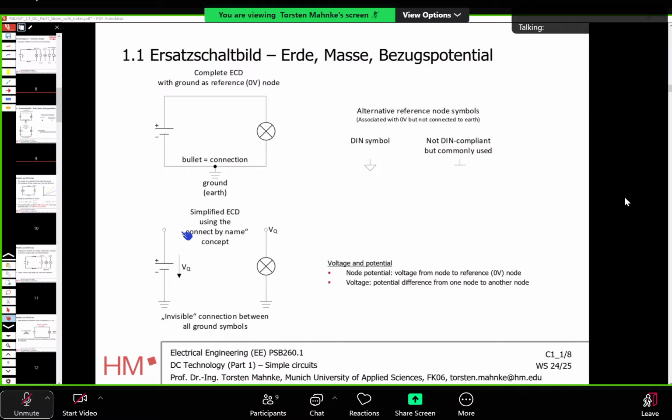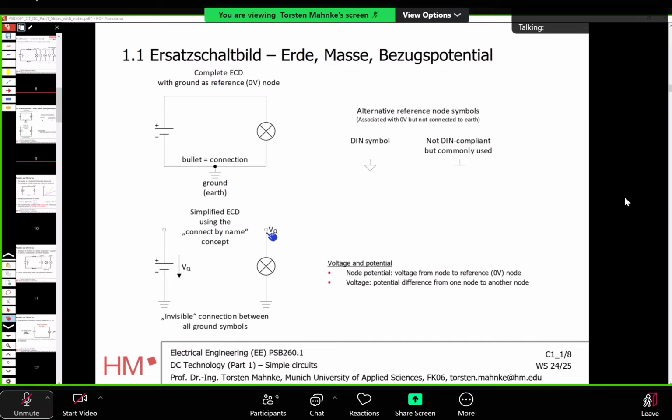Okay, now in the lower left part of the slide, I'm showing a circuit diagram that doesn't seem to show a circuit, because there are no visible connections down here and down here. But I tell you, it's still the same circuit compared to the one above. Why? Because you can make connections or describe connections in such a diagram without drawing lines. Connect by name is what we call it.